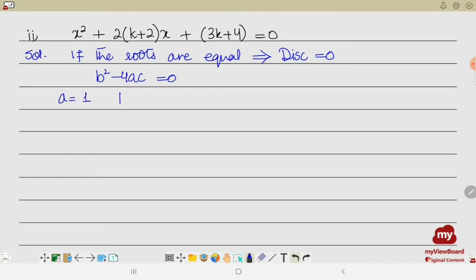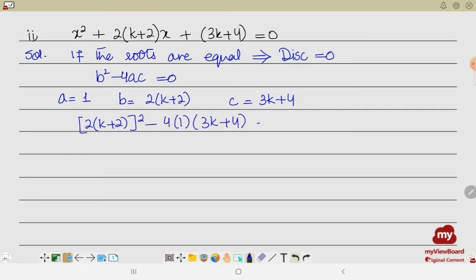Here a is equal to 1, b is equal to 2 into (k plus 2), and c is equal to 3k plus 4. We'll insert these three. So we'll just insert the values of a, b and c in the given formula. So it is b square minus 4ac. We'll just open up the square. This square is on 2, it will become 4. This square is on (k plus 2), it will become the identity, that is k square plus 4k plus 4.